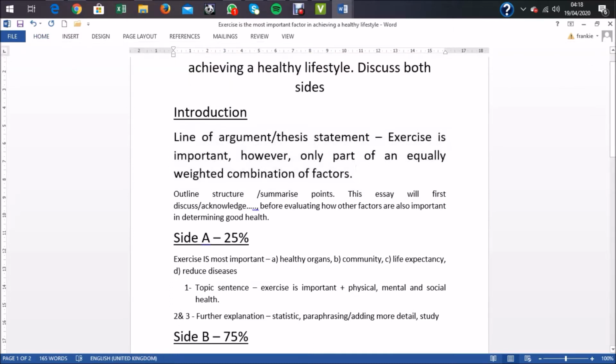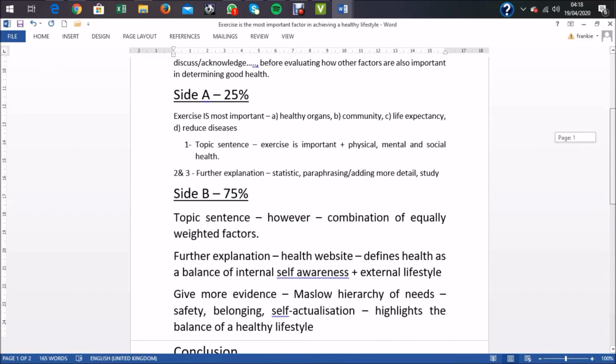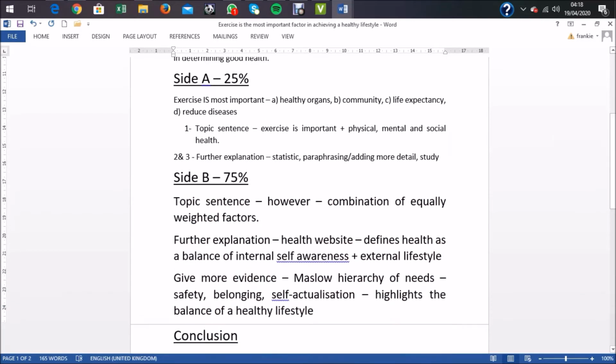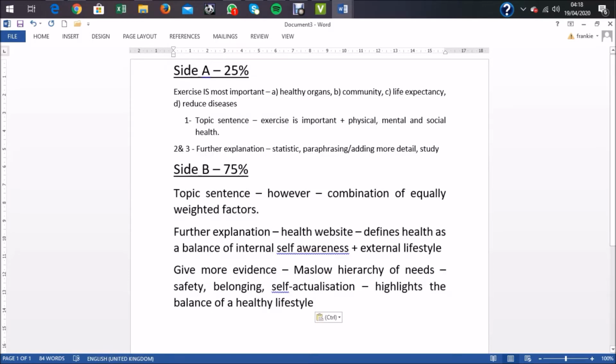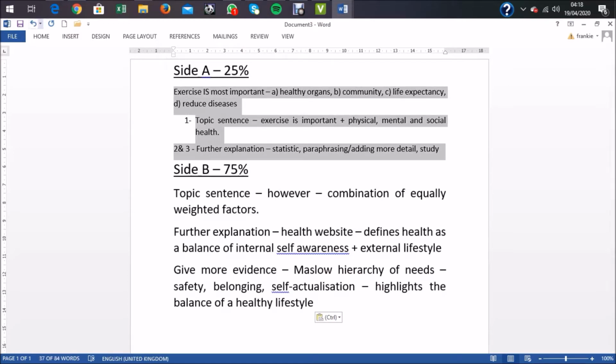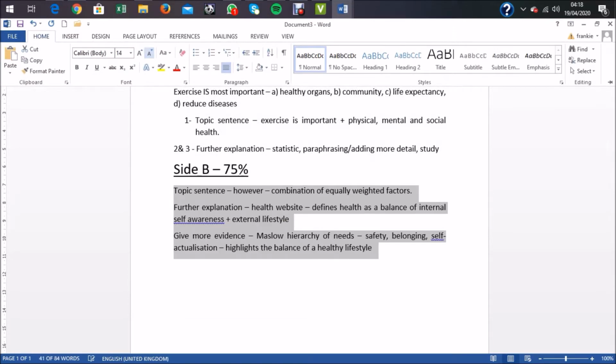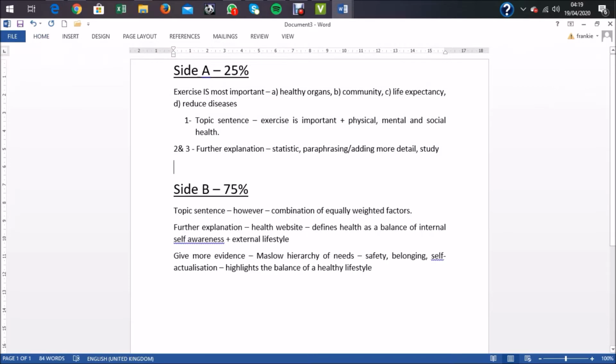So what we're going to focus on today is how we might turn this plan into more of a flowing essay and how those two paragraphs would actually look on the page in the exam. So we're going to start by looking at side A. So the first sentence, guys, is going to be introducing this side of the argument.